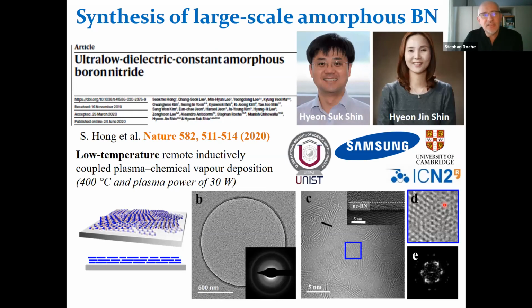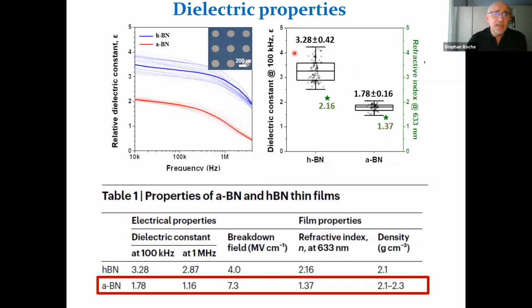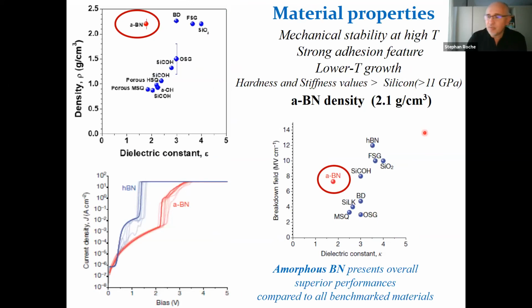So in 2020, the group of Yeon-Suk Shin and Yeonjin Shin from UNIST reported the first large-scale synthesis of this ultra-low dielectric constant amorphous boron nitride, which presents a dielectric constant even below 2, which is something that was never achieved, and the system presents a very high mechanical stability, strong adhesion, and a density which is actually quite appropriate for the interconnect technology.